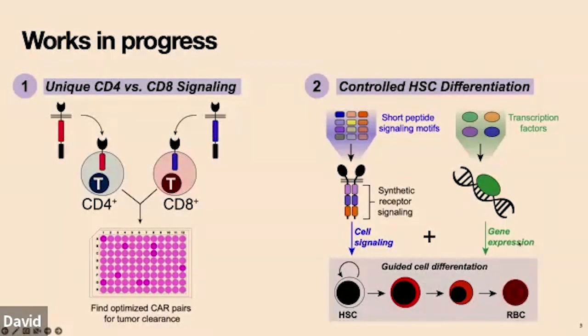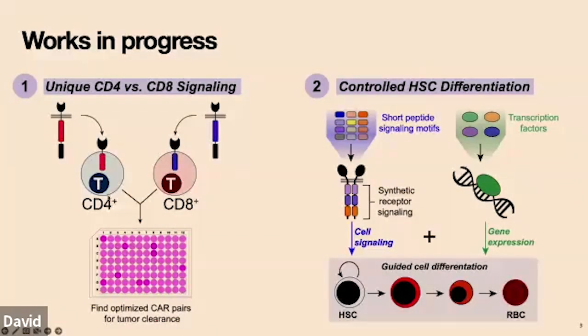So to think about what projects I'm interested in the future and what I'd love to talk to people about, I wanted to give two examples of quite different things that I'm thinking about right now. One is in the vein of engineering T cells for cancer therapy. Typically right now, if we use CAR T cells, we put one receptor in both CD4 and CD8 T cells.